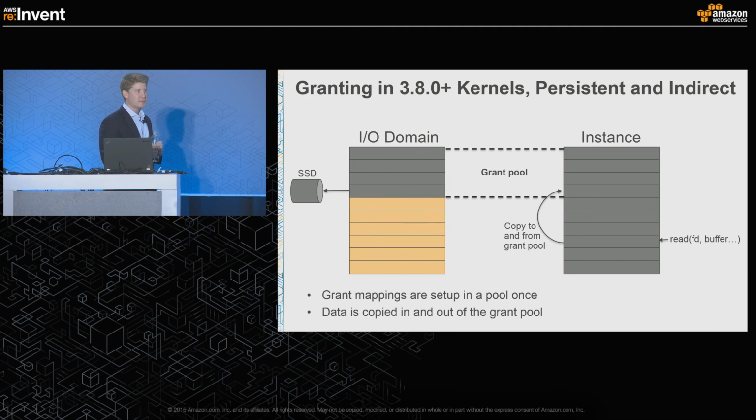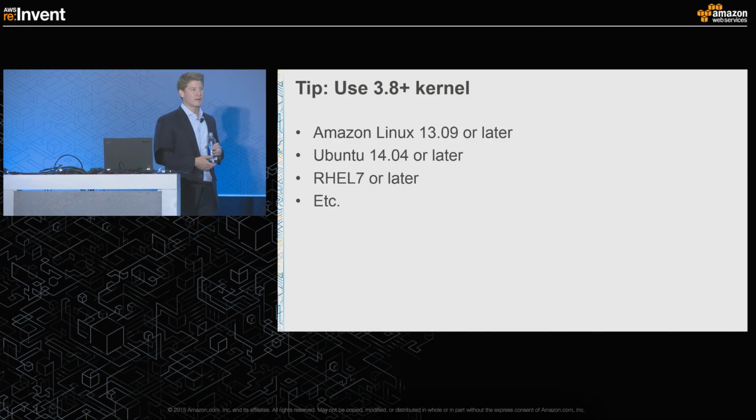And so if you're using 3.8.0 kernel or greater, you actually benefit from this performance improvement. You can drive the 365K read IOPS that we discussed for the i2 8 extra large. And to be more concrete, you can use Amazon Linux 13.09 or later, Ubuntu 14.04 or later, and RHEL 7 or later to take advantage of this feature.